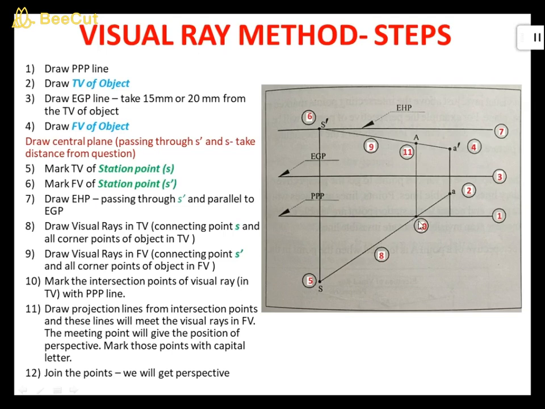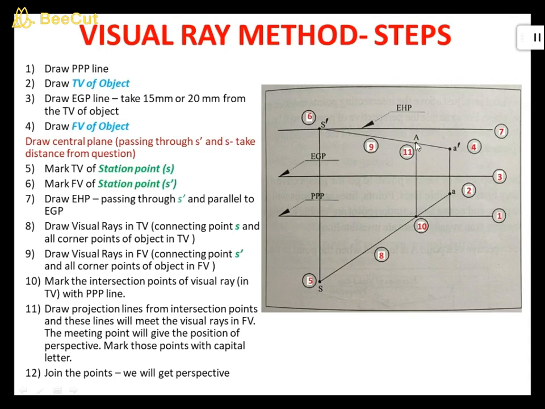That is the next step, step number 10. From the intersection points, we have to draw the projection lines upward like this. Draw the projection line. It will meet somewhere on the visual rays in the front view. That will give you the perspective of that point. So this is called the perspective of point A.